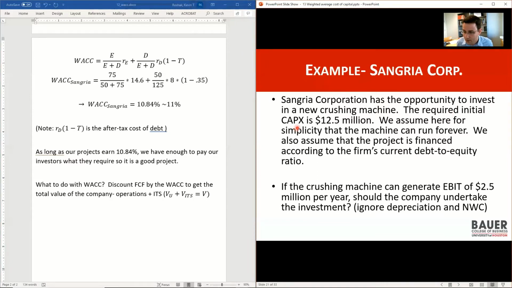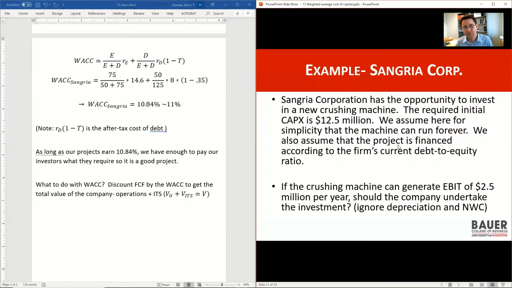The required initial capital expenditure is $12.5 million. And we're going to assume, just for simplicity, that the machine's going to run forever. So today I have to pay $12.5 million for this CapEx. We also assume that the project looks like the rest of the company on the financing side. The project is financed using the same debt to equity ratio as the entire company. Obviously a crushing machine sounds like something Sangria Corporation should do. The asset side looks like the rest of the company, and we're told explicitly that the financing looks like the rest of the company as well.